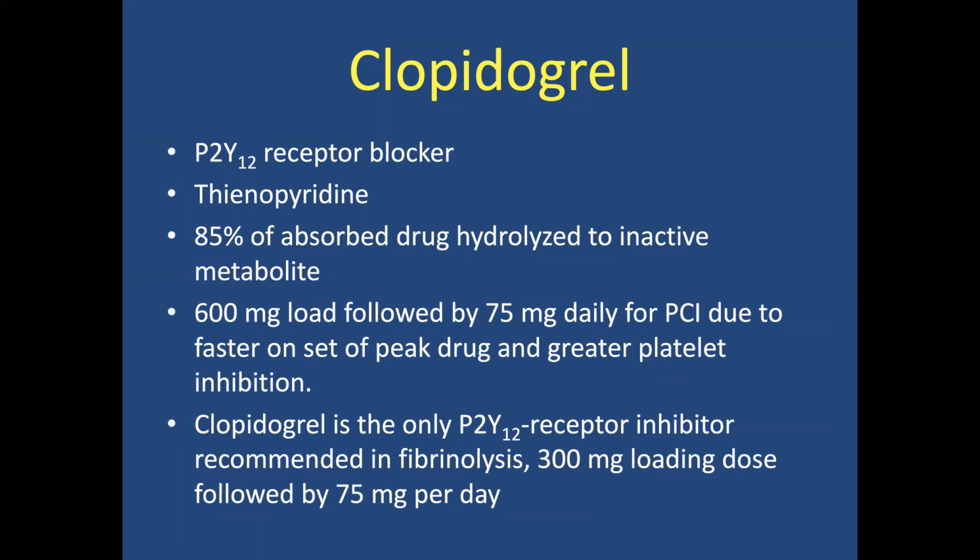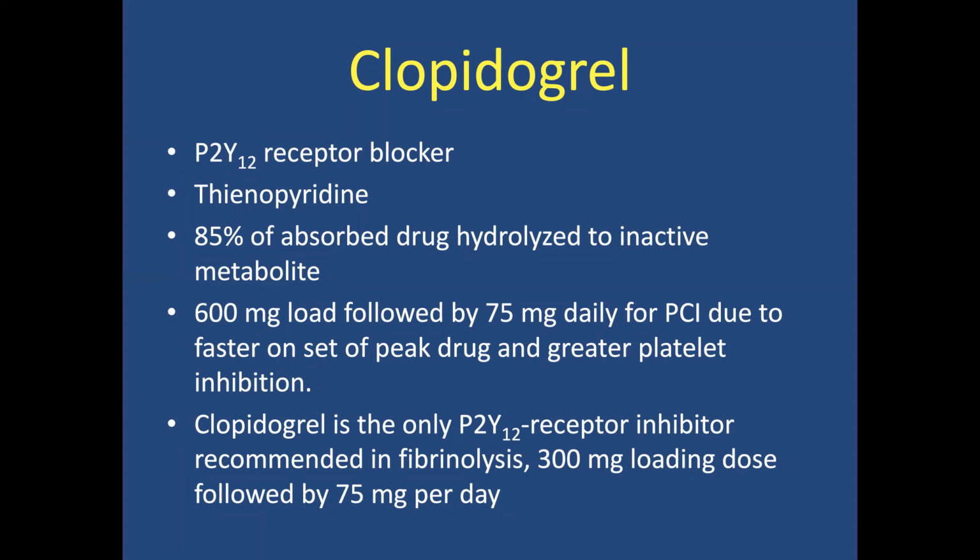inhibition. I will also mention too, in the setting of fibrinolysis, obviously not something that we do very often, but it does come up on test. It is the only P2Y12 inhibitor in the setting of fibrinolysis, and the dosing, which does come up on tests as well, is 300 milligrams followed by 75 milligrams a day.